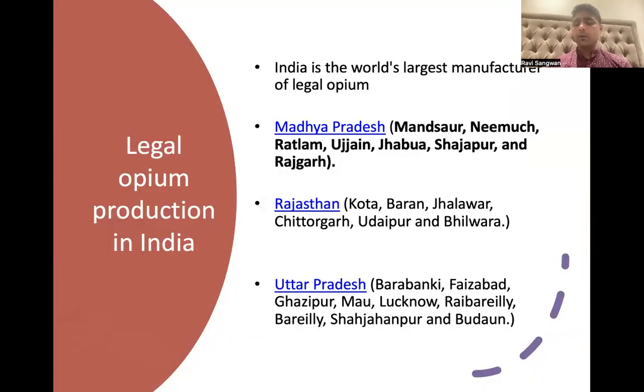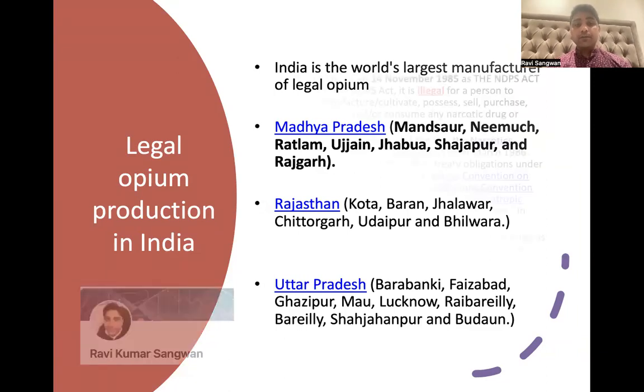Now, legal opium production in India. Right now, India is the largest manufacturer of legal opium. If anybody thinks India is not producing any drugs, yes, India is producing, but not for selling, it's for medication. In MP, it's Mandsaur, Neemuch, Ratlam, Ujjain, Shajapur, Rajgarh. In Rajasthan: Kota, Baran, Jalore, Chittorgarh, Udaipur, Bhilwara. In Uttar Pradesh: Barabanki, Faizabad, Mau, Lucknow, Raebareli, Bareilly, and Budaun.